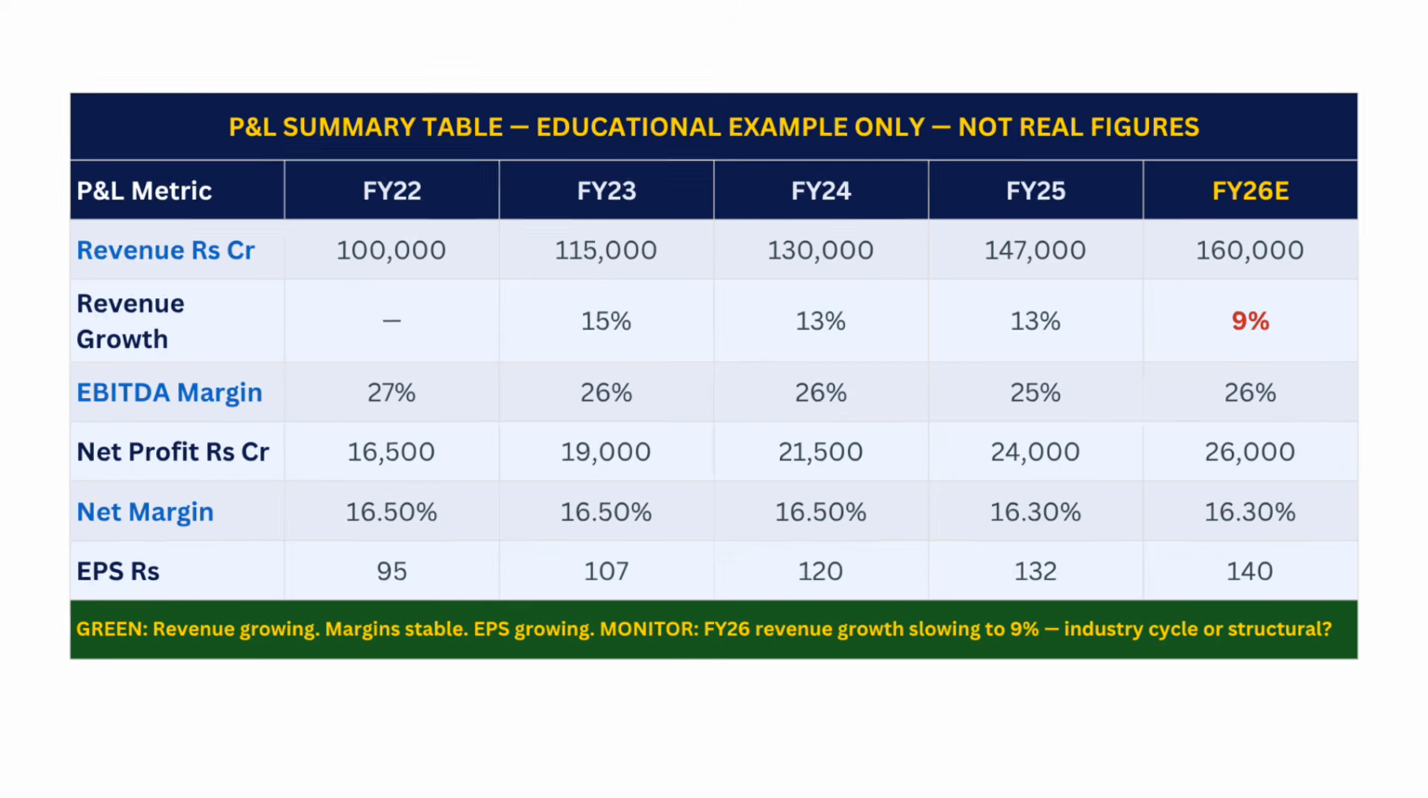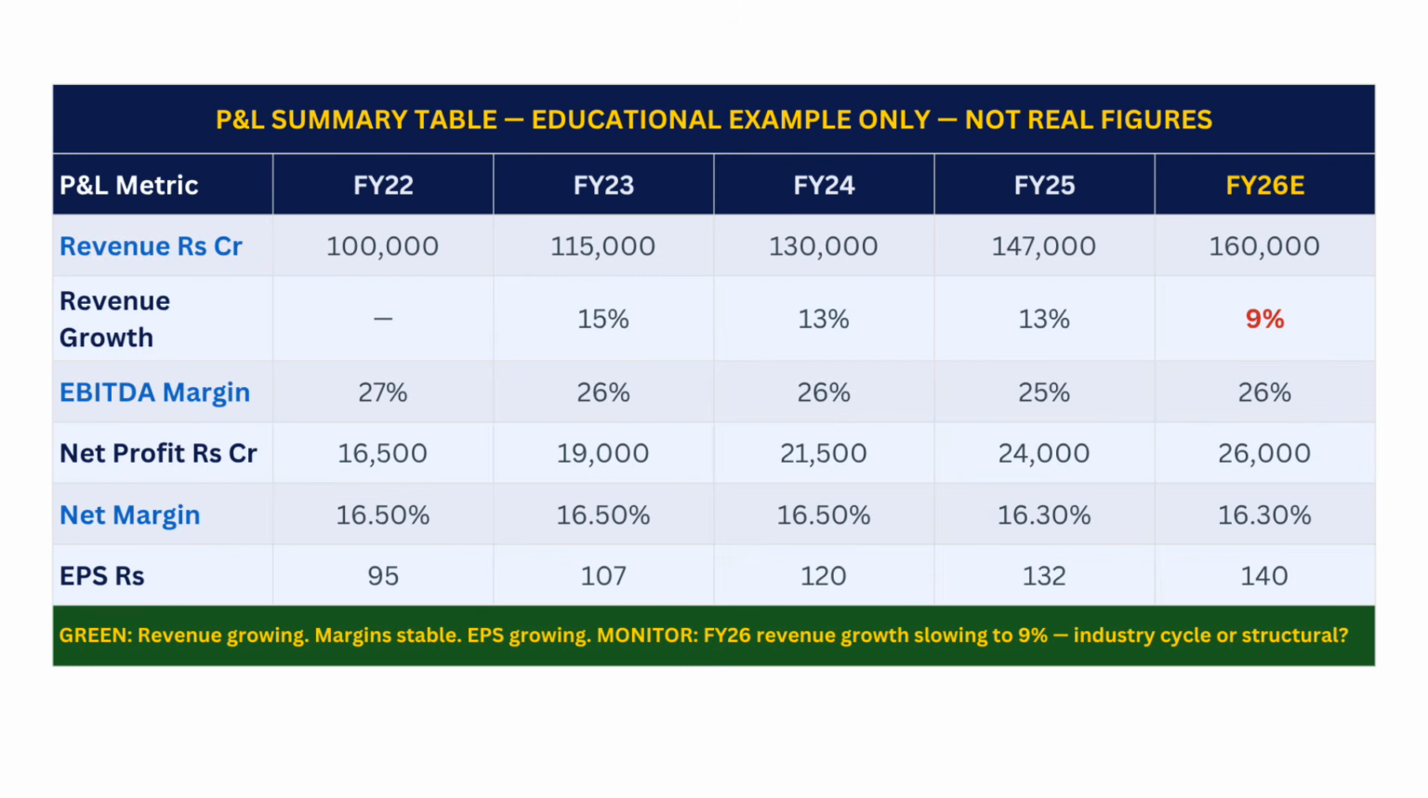We'll go step by step now. P&L metric, revenue, rupees in crores. Financial year 22, 1 lakh crores. Financial year 23, 1 lakh 15,000 crores. In financial year 24, 1 lakh 30,000 crores. In financial year 25, 1 lakh 47,000 crores. Financial year 26, estimated, 1 lakh 60,000 crores.